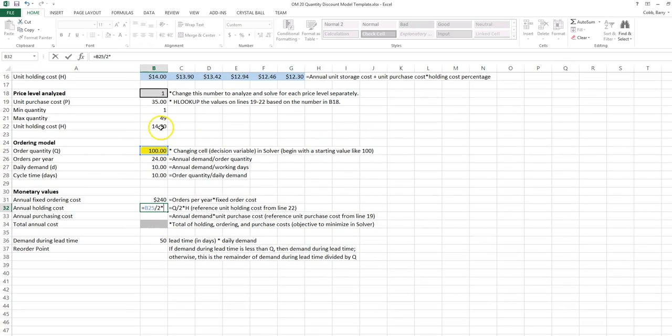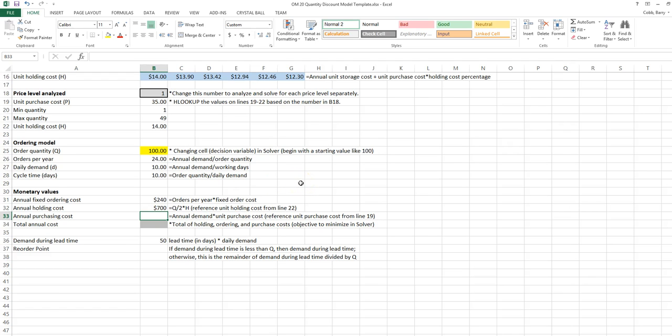And it's important that we reference the unit holding cost from the section of the model where we're looking up the information. This way, if we decide to solve with a different price level, it will adjust the unit holding cost that's factored into this annual cost.